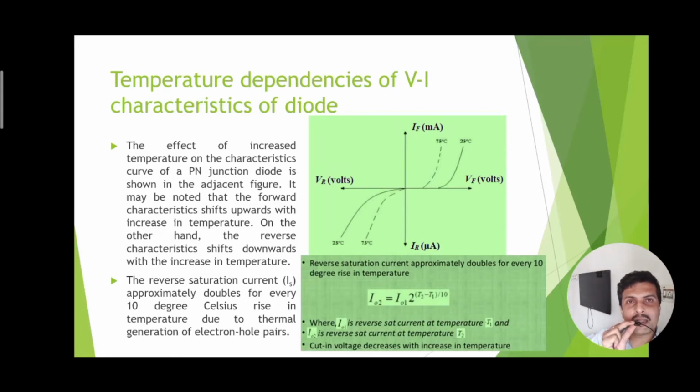The temperature dependency of the VI characteristics is shown on the right hand side. Here it is very much clear that the more the temperature, the more will be the generation of electron and hole pairs. That is why the curve gradually shifts towards the left. At 25 degrees Celsius, whatever is the slope of the VI characteristics curve, it has been increased to a high value when the temperature of the device has been increased to 75 degrees Celsius.